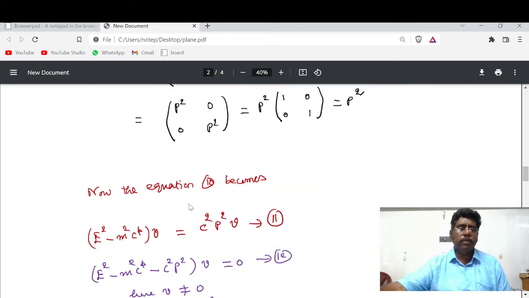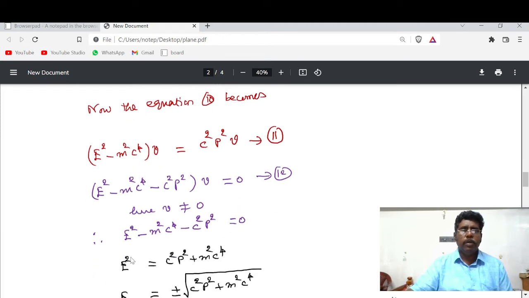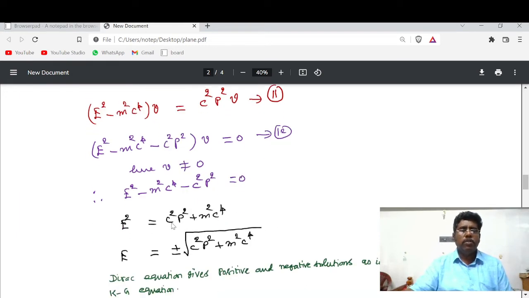So equation 10 becomes (E² minus m²c⁴)V equal to c²p²V. Bring this c²p² term to the left hand side. We can get (E² minus m²c⁴ minus c²p²), entire multiplied by V, equal to 0. Here V is not equal to 0. Therefore, E² minus m²c⁴ minus c²p² is equal to 0. Then E² equal to c²p² plus m²c⁴. Finally, E equal to plus or minus root of c²p² plus m²c⁴.